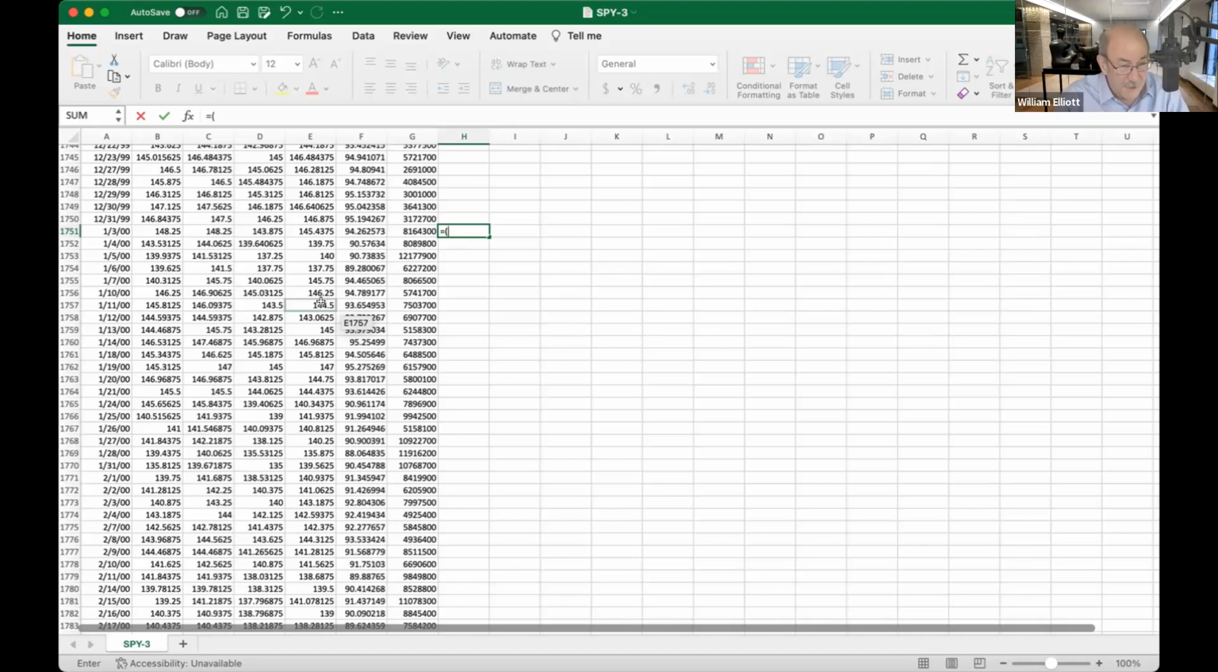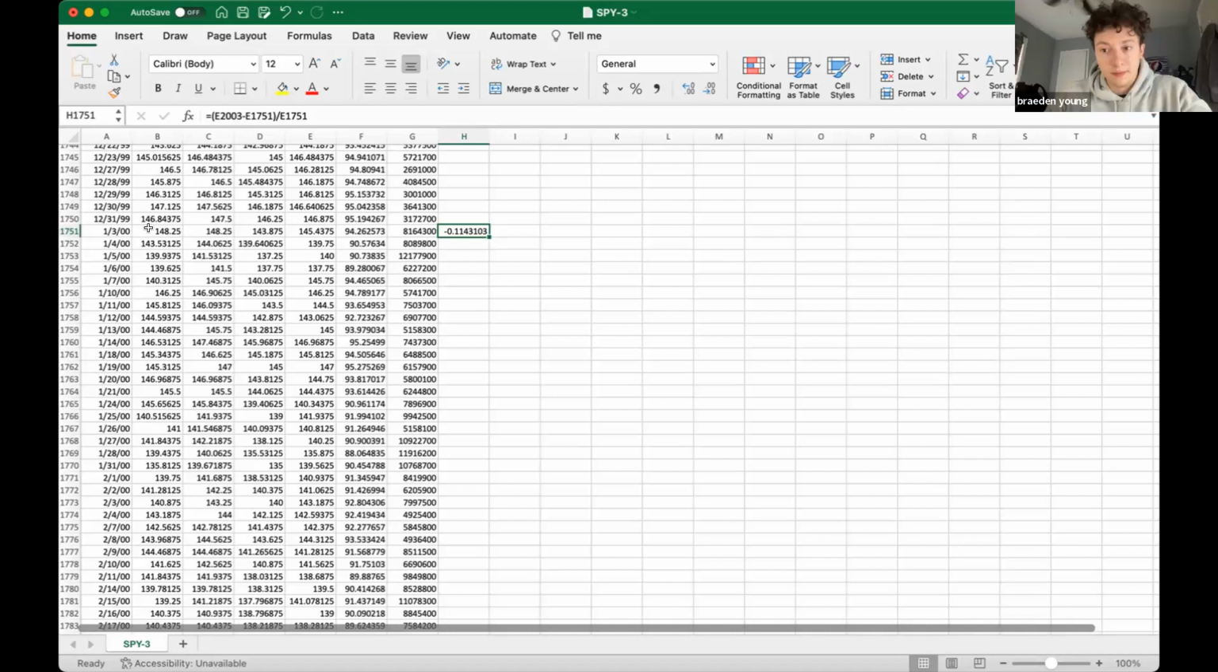Let's see, 1751 plus 252, 2003. All right, so I want to go to E2003 minus E1751. I made this overly complicated on myself. But there I've got my return for 2000, which is negative 11.4%.